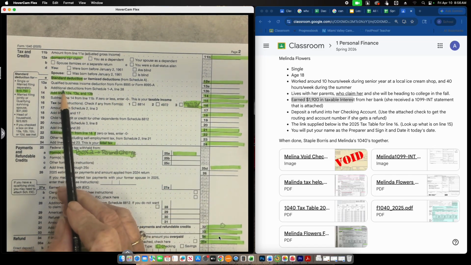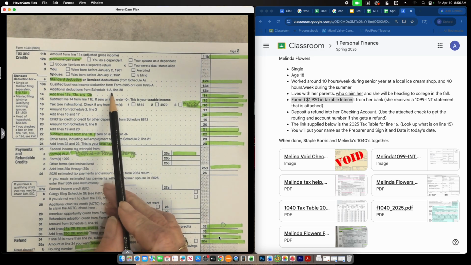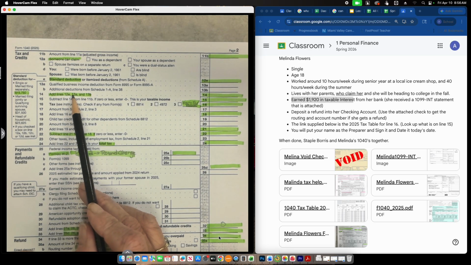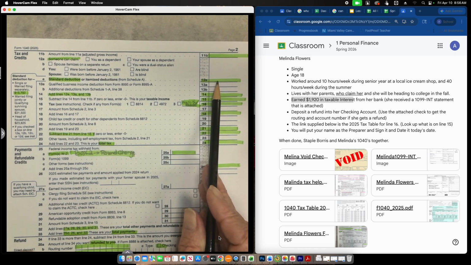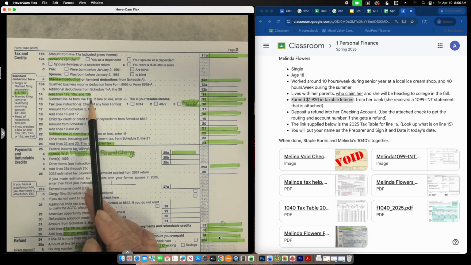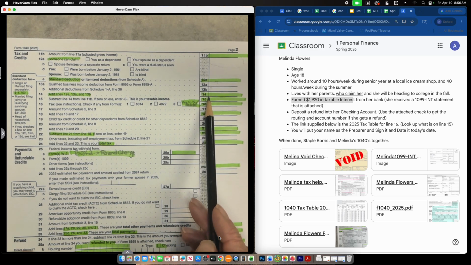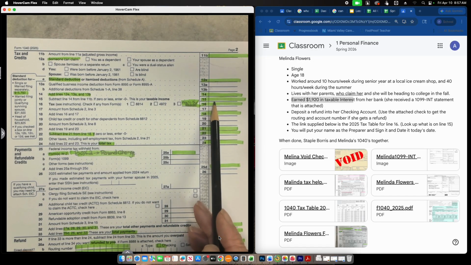So when we get down here to 14, it says additional deductions from schedule, adding lines 12E, 13A, and 13B. We don't have anything here, so this is going to be the same number as there. Subtract line 14 from lines 11B. You will take this number and you will subtract this number, okay? So once you do that, you should get whatever her taxable income. That number goes right here, okay?